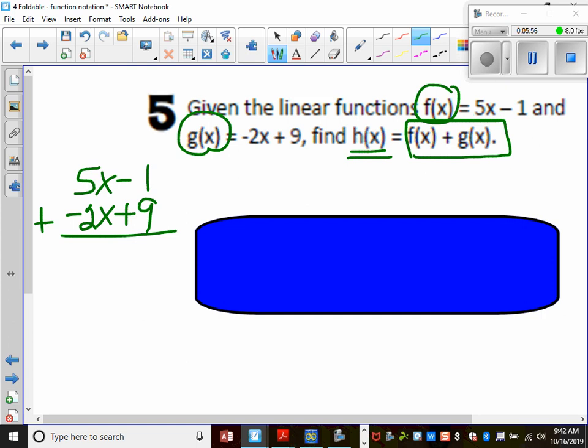Now your x's are already together, your constants are already together. If I have 5 x's and I take 2 x's away, how many x's do I have? I have 3 x's, right? And then negative 1 plus 9 gives me plus 8. When you write your final answer in function notation, you're going to write h of x, because they told us to call the new one h of x, equals 3x plus 8.